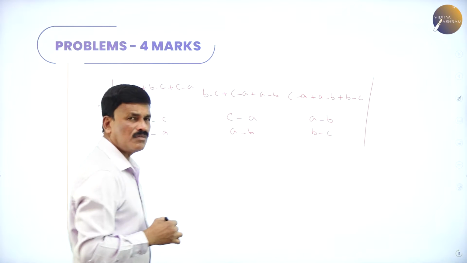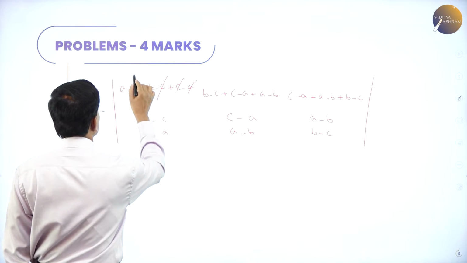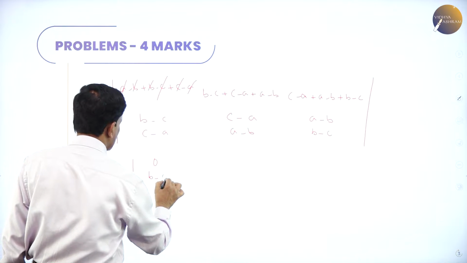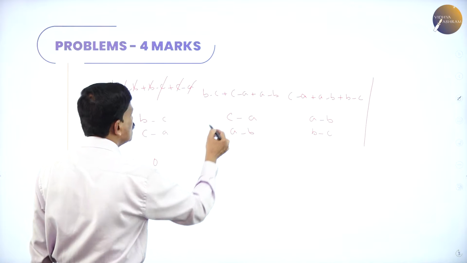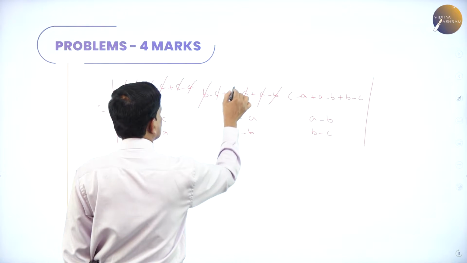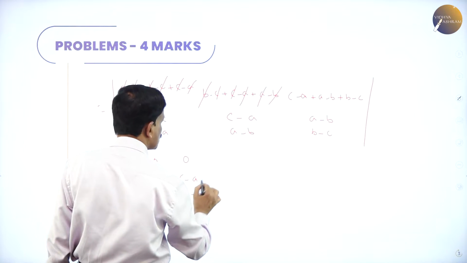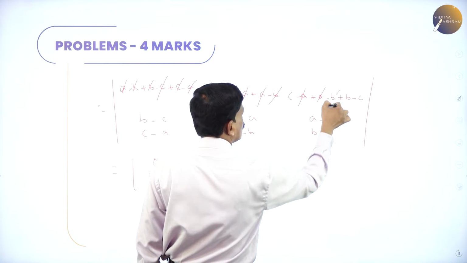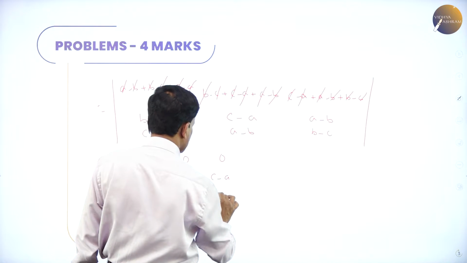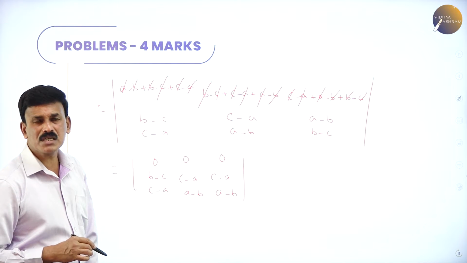Now check what happens in the first row. Minus C plus C, minus A plus A and minus B plus B get cancelled. 0, B minus C, C minus A as it is. Here also minus A, minus B plus B, minus C plus C get cancelled. 0, C minus A, A minus B. Here minus A plus A, minus B plus B, plus C minus C get cancelled. 0, C minus A and A minus B. So in the first row all the elements are zeros.